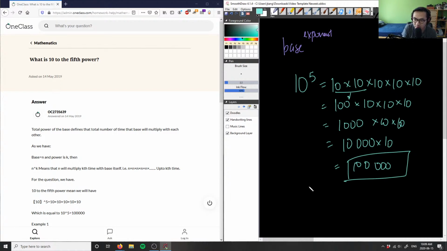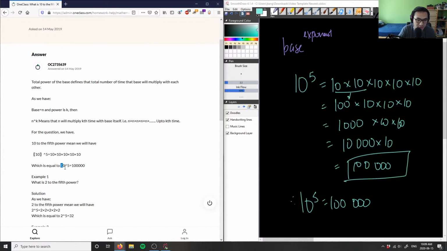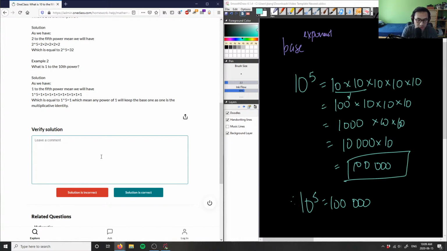So therefore, we can write that 10 to the power of 5 is going to equal 100,000. And this here is our solution. And as you can see, this solution is also correct because 10 to the power of 5 equals 100,000. So the solution is good. Good analysis. Okay, let's go. So the solution here is correct.